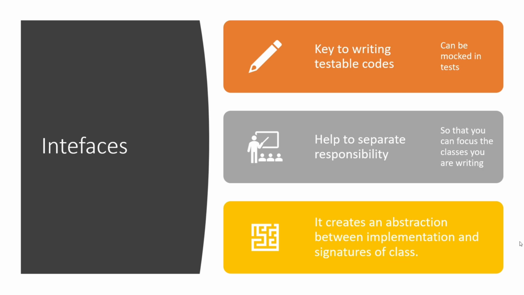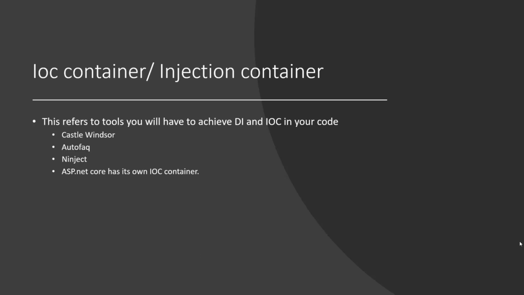It creates an abstraction between implementation and signatures of the class. That means that the user or the developer will need to understand or know about the signatures only. They will not be able to see the implementation. Most of the classes or frameworks we use sometimes use this, so we don't see the concrete implementation of the class.